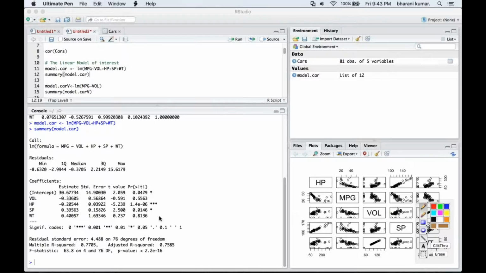And here, this value seems to be significant, can be used in my prediction equation. This seems to be significant, this seems to be significant. Why is that so? Because the p-value is less than 0.05. I repeat, p-value less than 0.05 means the probability is less than 5%.